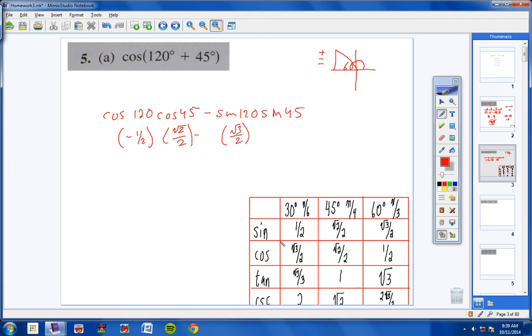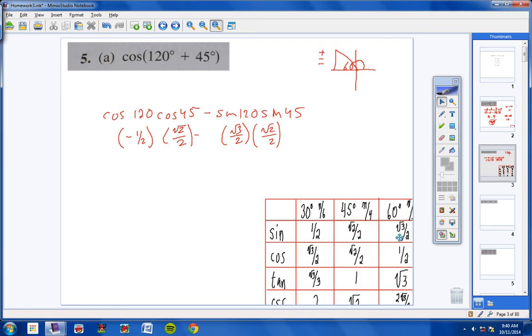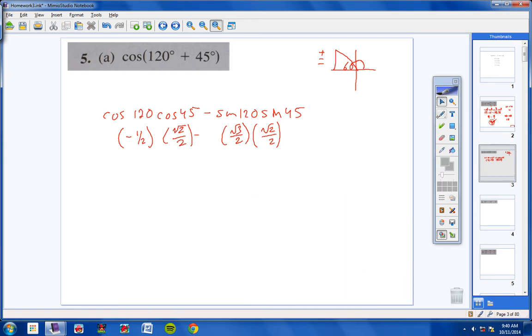And the sine of 45 would be square root of 2 over 2. So square root of 2 over 2. And here we go, very quickly. All right, let's get this out of the way here. And we have, let's see here, negative times a positive is negative. Square root of 2 over 4 minus square root of 6 over 4. We do have a common denominator, so we'll go ahead and put these together. And we would end up with negative square root of 2 minus square root of 6, all over 4.